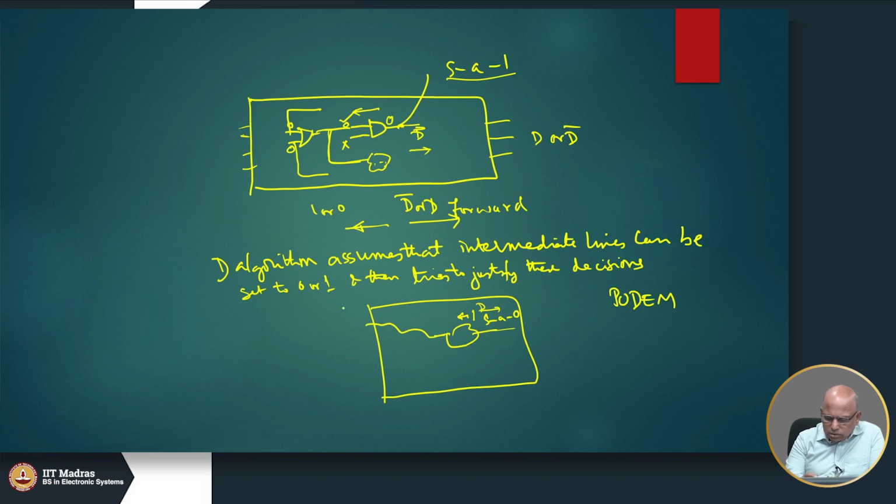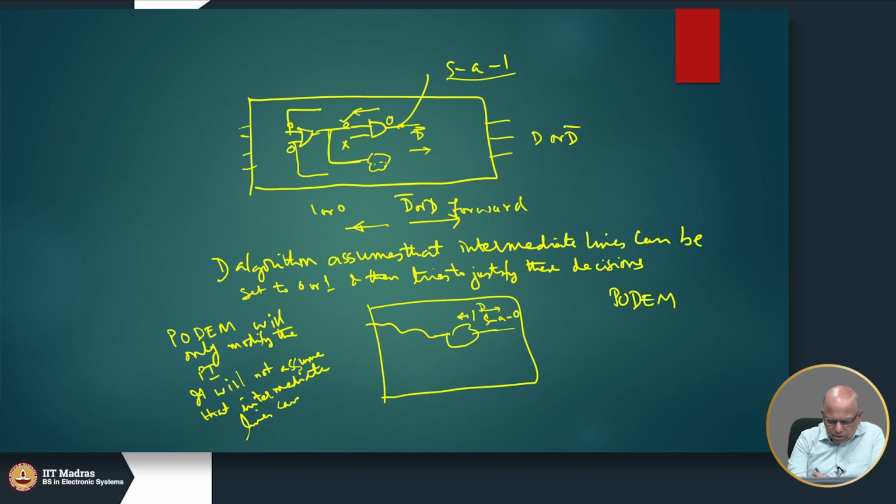And the PODEM algorithm will only modify the primary inputs. It will not assume that intermediate lines can be set to 0 or 1. So, let me show you a good source of this.